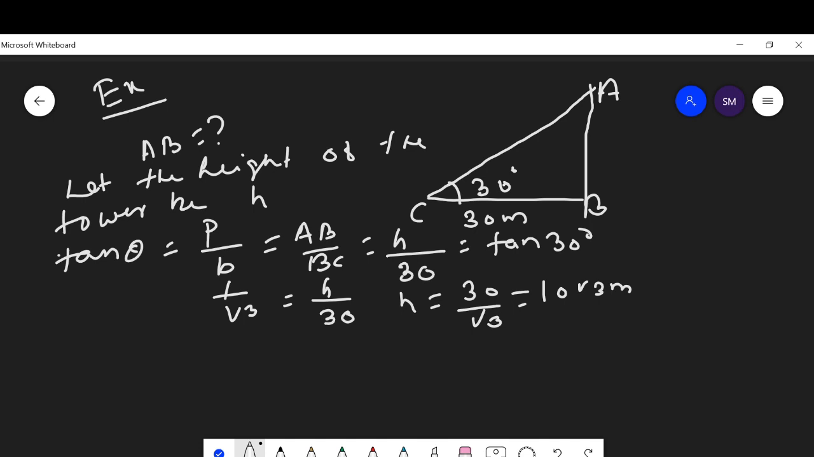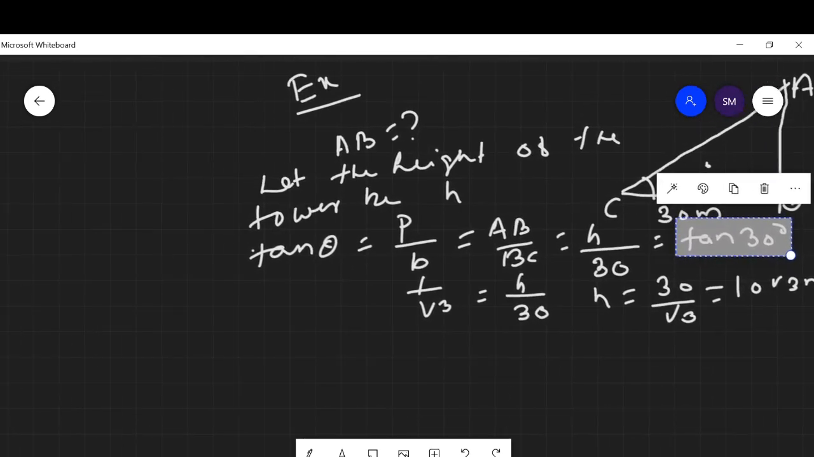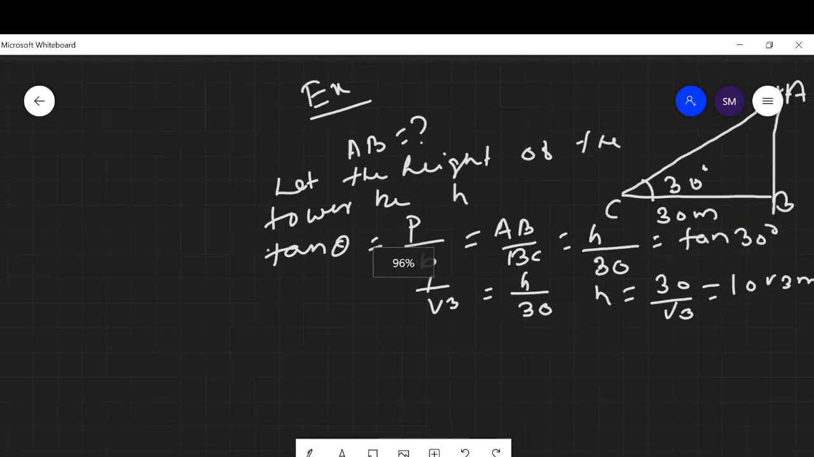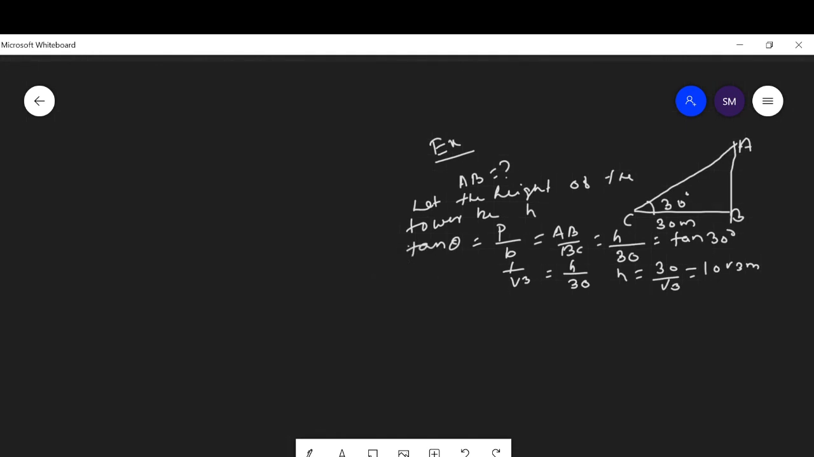By solving these questions we come to the conclusion that the height of the tower is 10 root 3 meter. Let us solve some more examples. I have already told you students, please practice a variety of questions, which will be helpful for you.